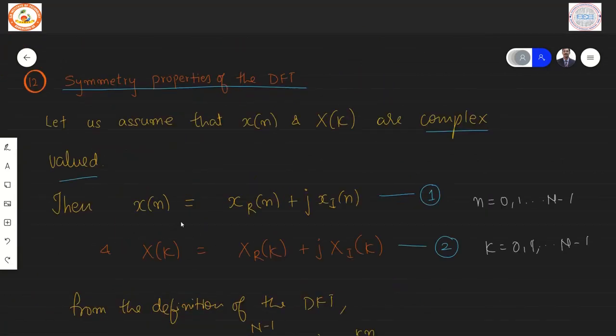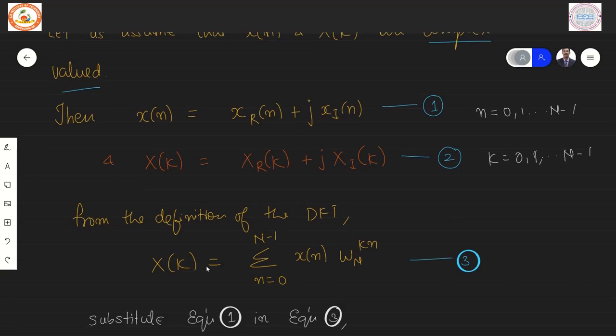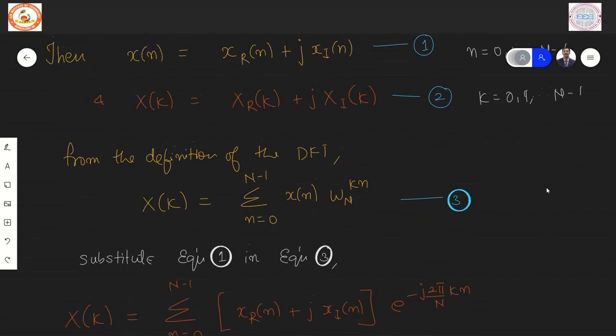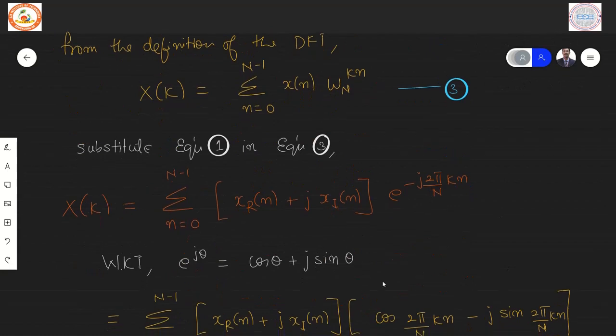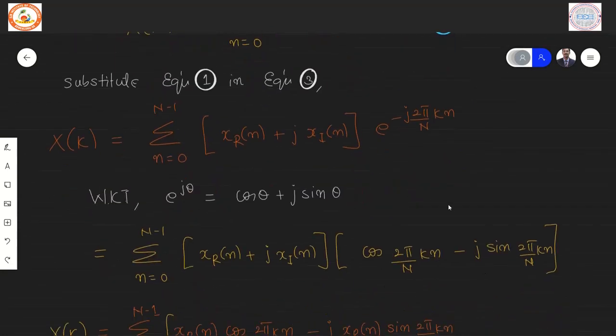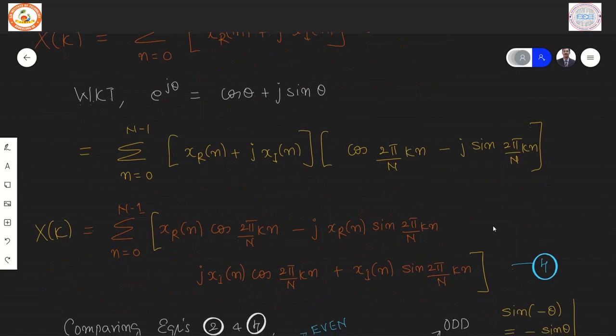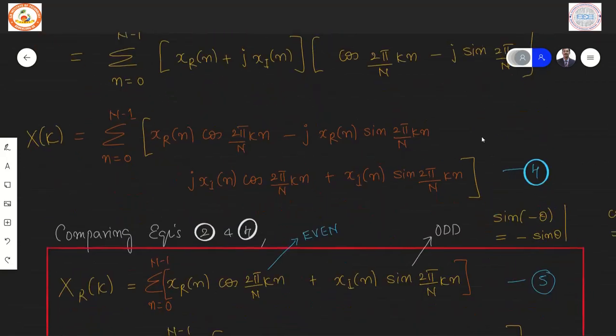First express x of n in terms of real and imaginary, and x of k in terms of real and imaginary. From the first, consider the DFT equation. In this DFT equation, you substitute the value of x of n which comes from equation number 1. After substitution, the exponent, e to the power of minus j 2 pi kn by capital N, can be expressed using Euler in terms of cos and sine. So multiplying and expanding, we get the real and imaginary parts.